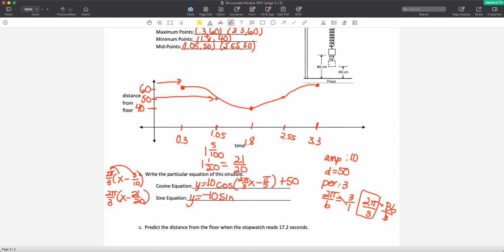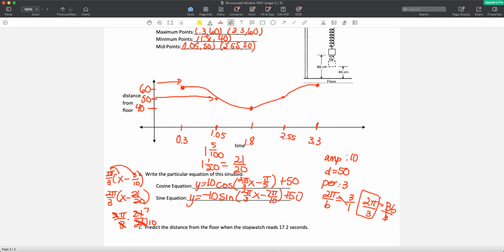When I distribute, I'm going to have 2 pi over 3x minus, now more reducing can happen here. The 21 and the 3 will cancel. I'm going to write it down here just so we can see it a little bit better. 3 is going to go away, 21 is going to become a 7, 2 is going to go away, 20 divided by 2 is 10. So you are left with 7 pi over 10. And then we have our plus 50.